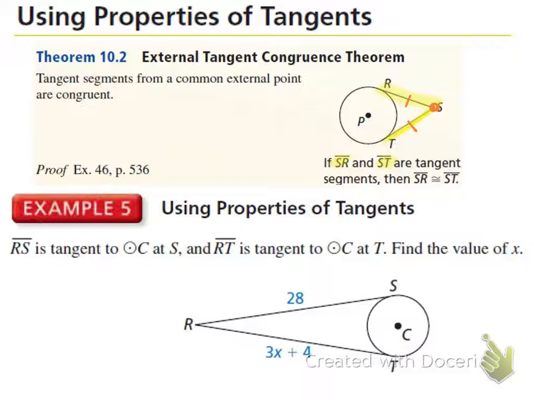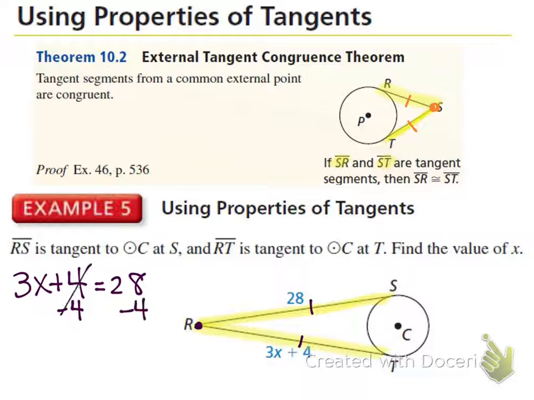RS is tangent to circle C at S. RT is tangent to circle C at T. Find the value of x. They both are tangent and they both intersect at R, which means they are the same length. So what can I do if they're the same length? Set them equal. 3x plus 4 will equal 28. Subtract 4. 3x equals 24. So then x equals 8.